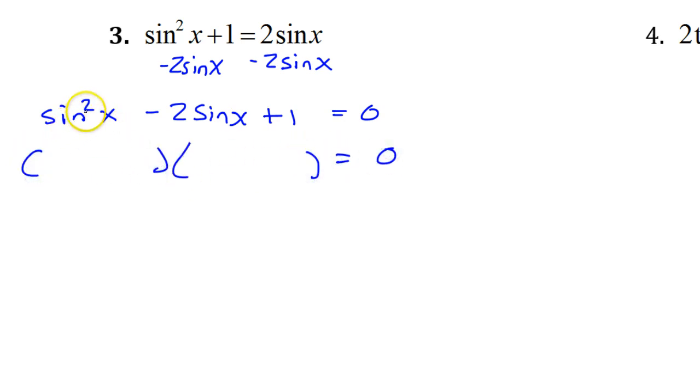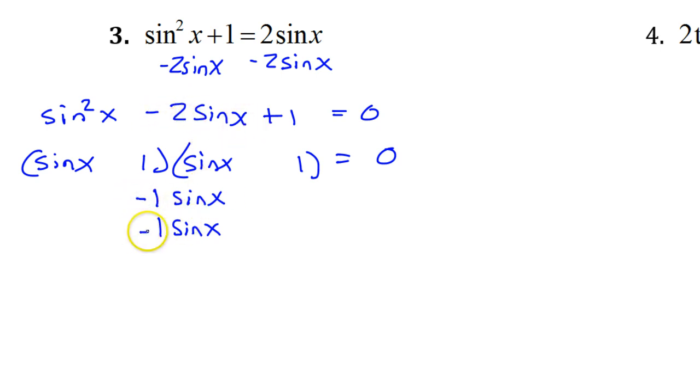Okay, sine squared x can only factor as sine x times sine x. 1 can only factor as 1 times 1. Inner plus outer must equal middle. Inner I have 1 sine x. Outer I have 1 sine x. I'm trying to get a middle of negative 2 sine x. That will happen if both of these are negative, and a negative times a negative is positive, so that works out. So boom, I factored it.